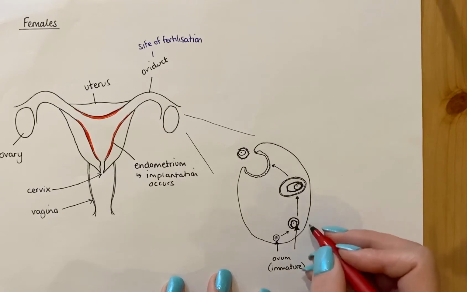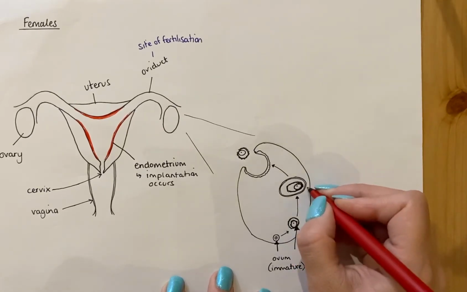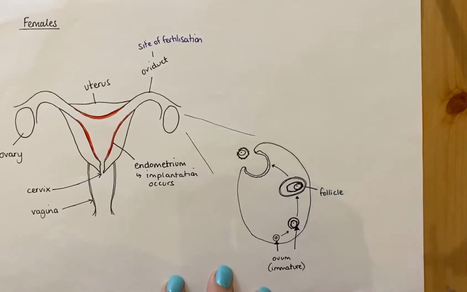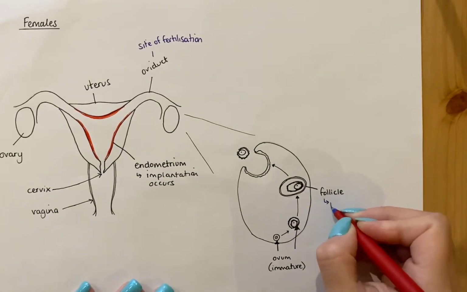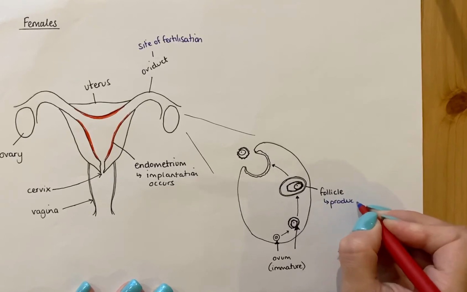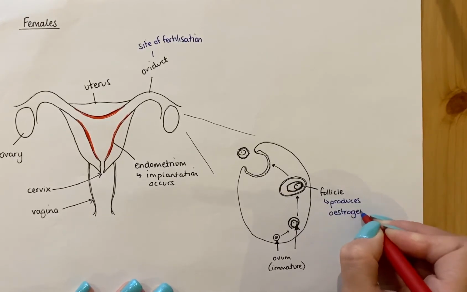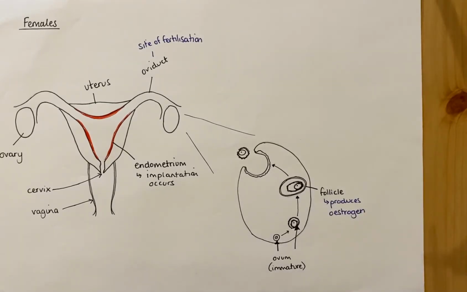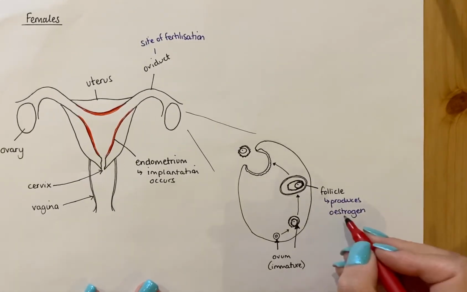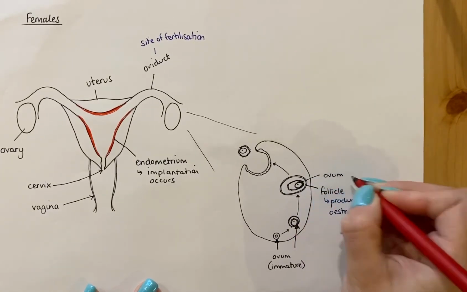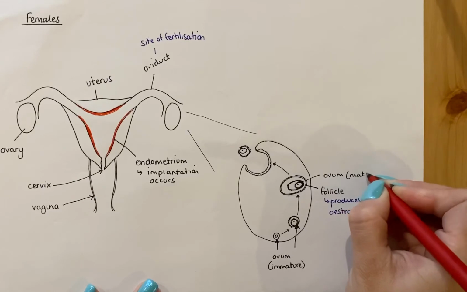Now, as the ovum grows and develops, it is surrounded by a structure called a follicle. Okay, now that follicle surrounds that ovum and it produces a hormone. Now, specifically, that hormone is estrogen. And there are 4 female hormones, but we'll talk about those later in the next video. So this produces estrogen, and within that follicle, that is an ovum. And this one will be mature and ready to be released.